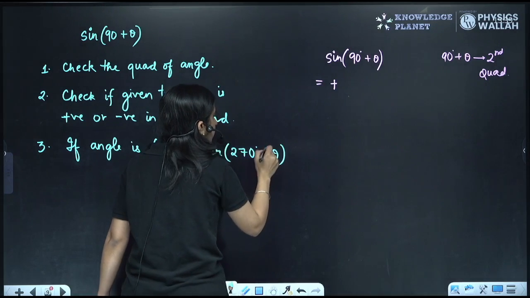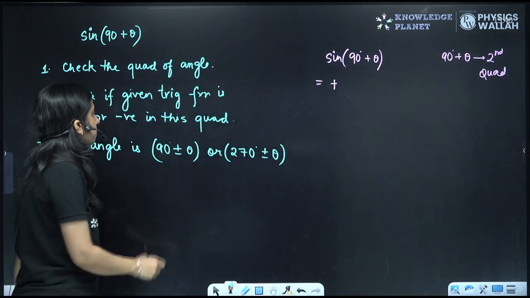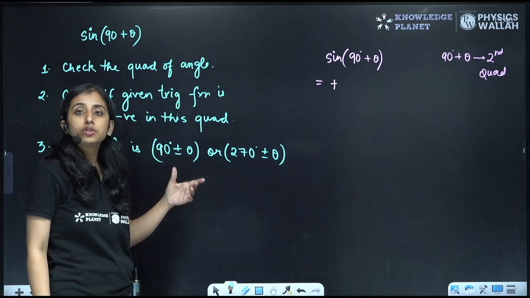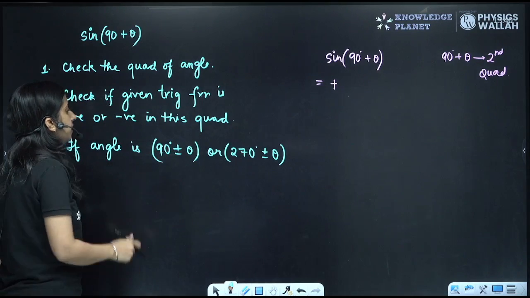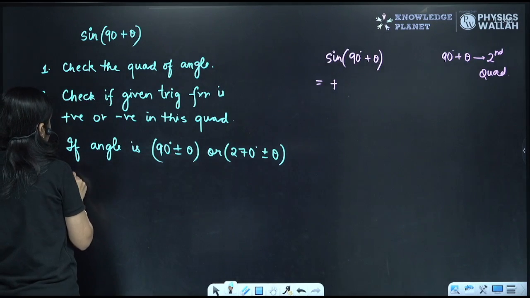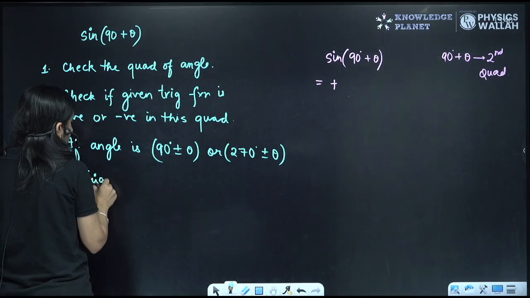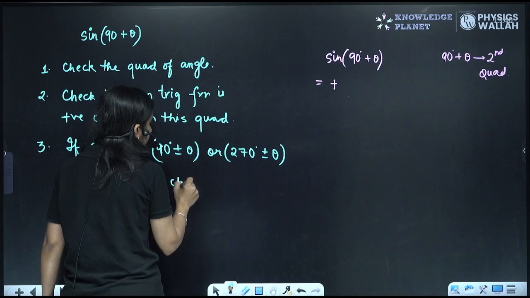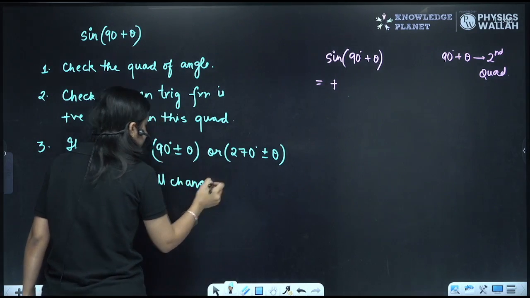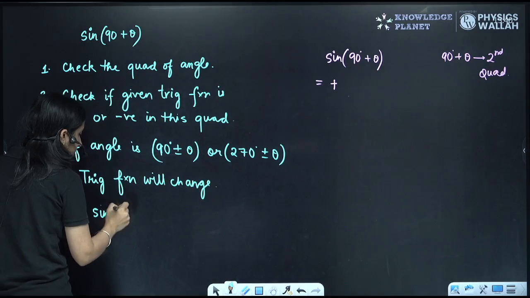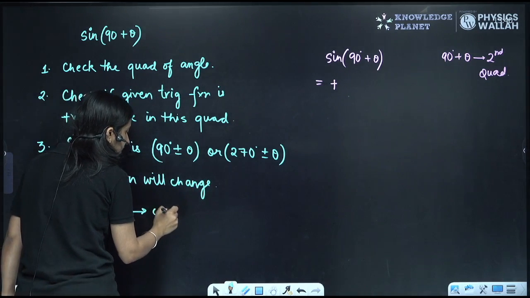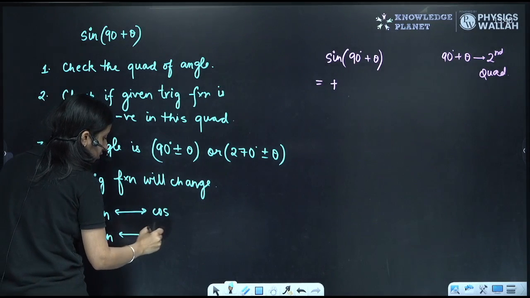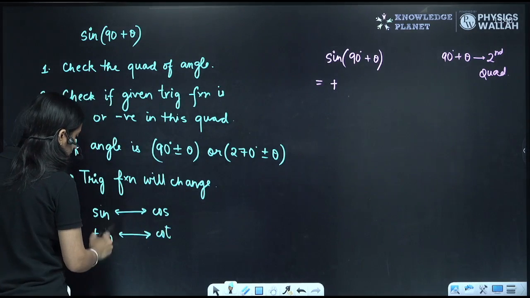If my angle is expressed in the form of 90 plus minus theta or 270 plus minus theta, that is, an odd integer multiple of 90 degrees, then the trigonometric function will change. Now, which function changes into which function? Sine will change to cos, and if cos is given, it will change to sine. Tan will change to cot, and cot will change to tan.